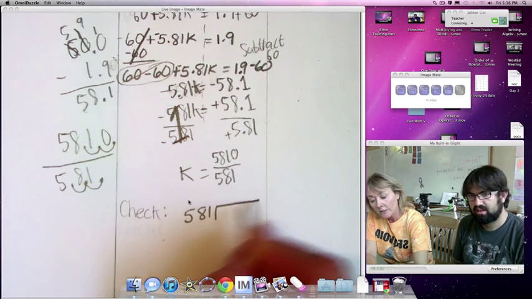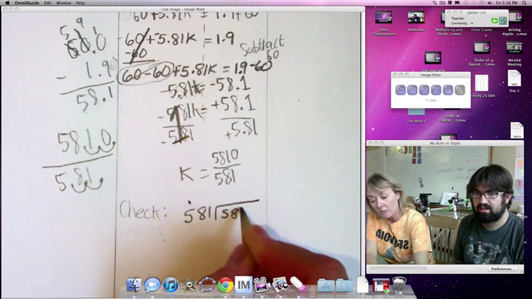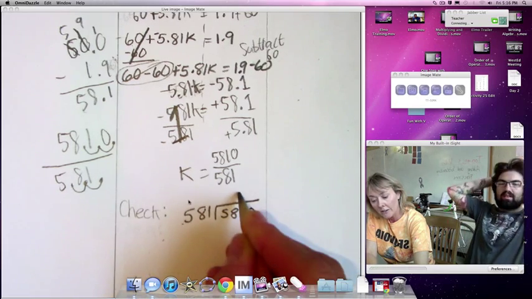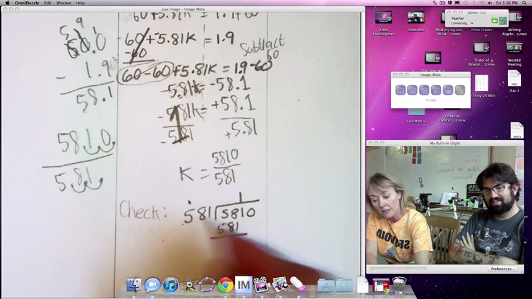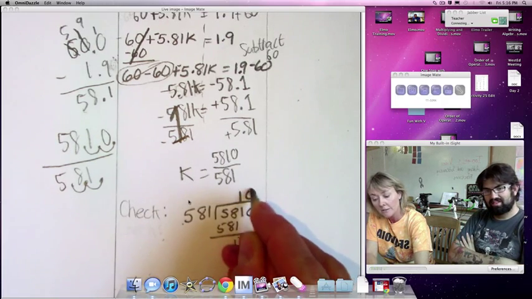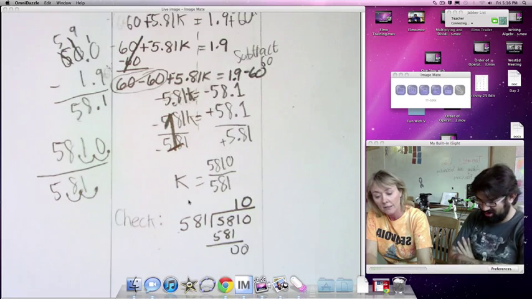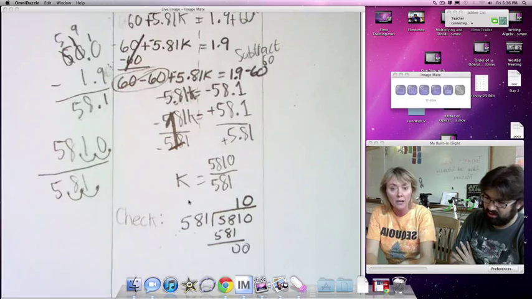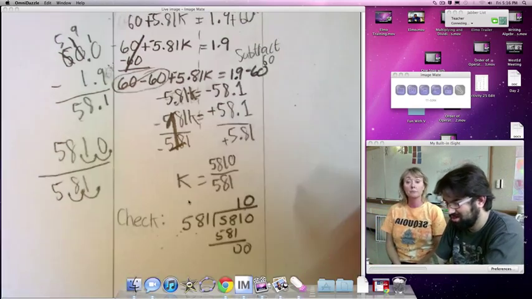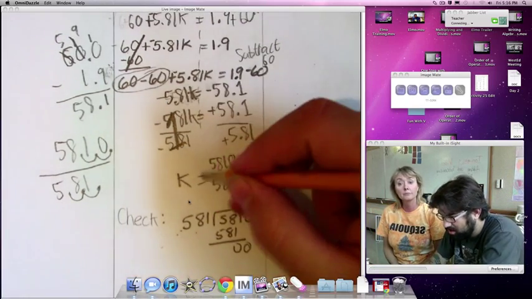581 into 5810, that goes once at 581, and 0, and 0, it goes in 0 times. So it's going to be 10. There you go. And if you're going to check it, you're going to do 10 times 581, but I think everybody knows that. That's right. So I'll just bring this on down.